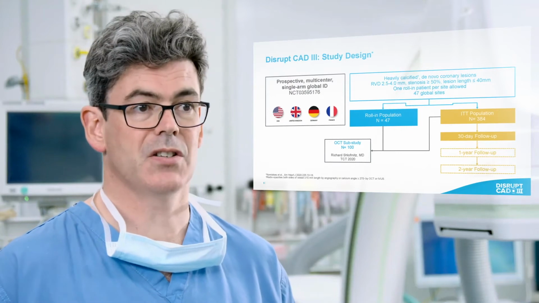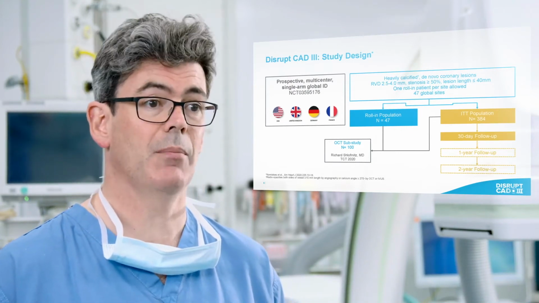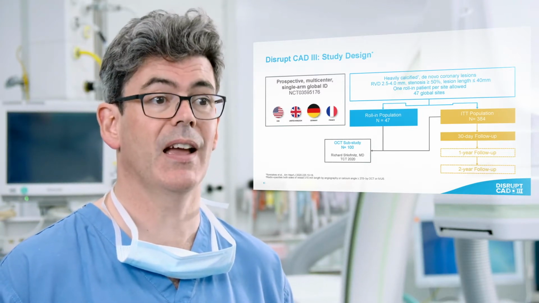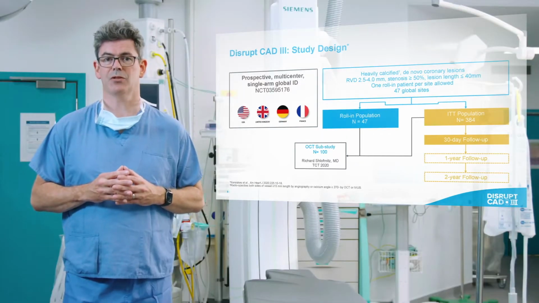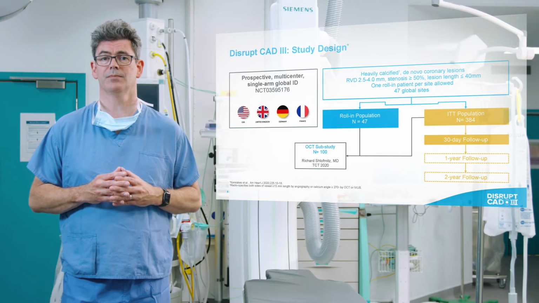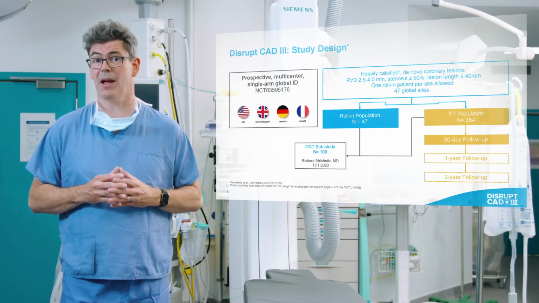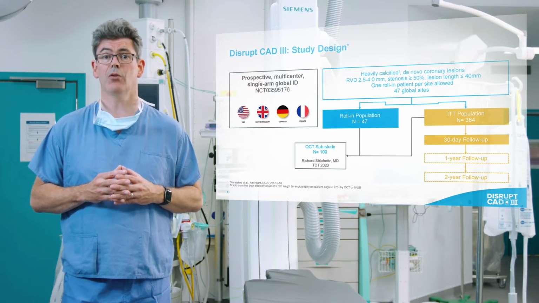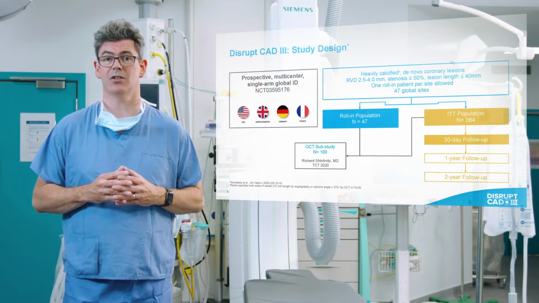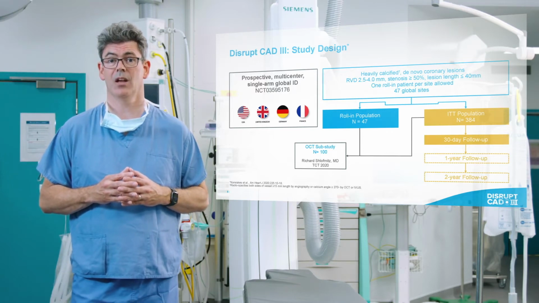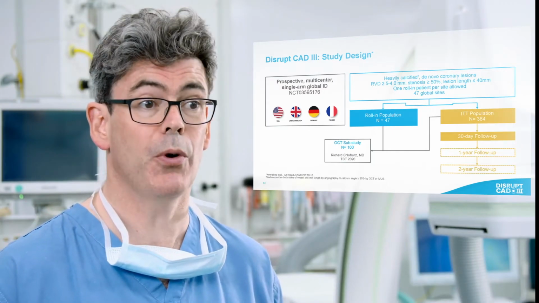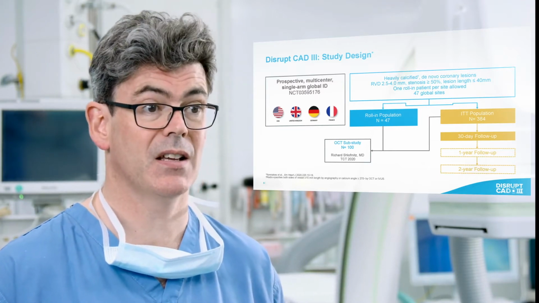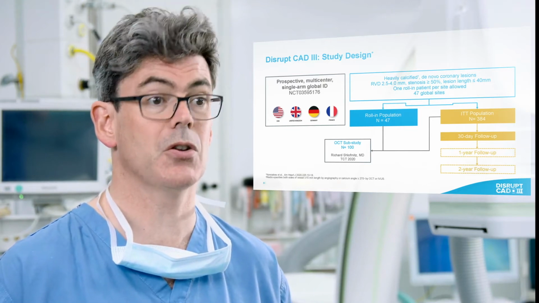The CAD3 study design is a prospective, multi-center, single-arm global IDE study performed in 4 countries, the US, UK, Germany, and France. Patients with heavily calcified de novo coronary lesions were enrolled. This definition includes radioopacities on both sides of the vessel extending at least 15 millimeters in length by angiography, or a calcium angle at least 270 degrees by intravascular imaging. Reference vessel diameters had to be 2.5 to 4 millimeters, and stenosis severity had to be at least 50%, and lesion length had to be 40 millimeters or less.